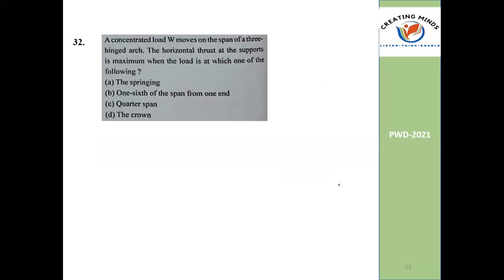A concentrated load W moves on the span of a three-hinged arch. The horizontal thrust at the supports is maximum when the load is at which one of the following? Any guesses? So you have to get H max. What is the load position? Is it at quarter span, or at crown, or at springing level, when the horizontal force is maximum?